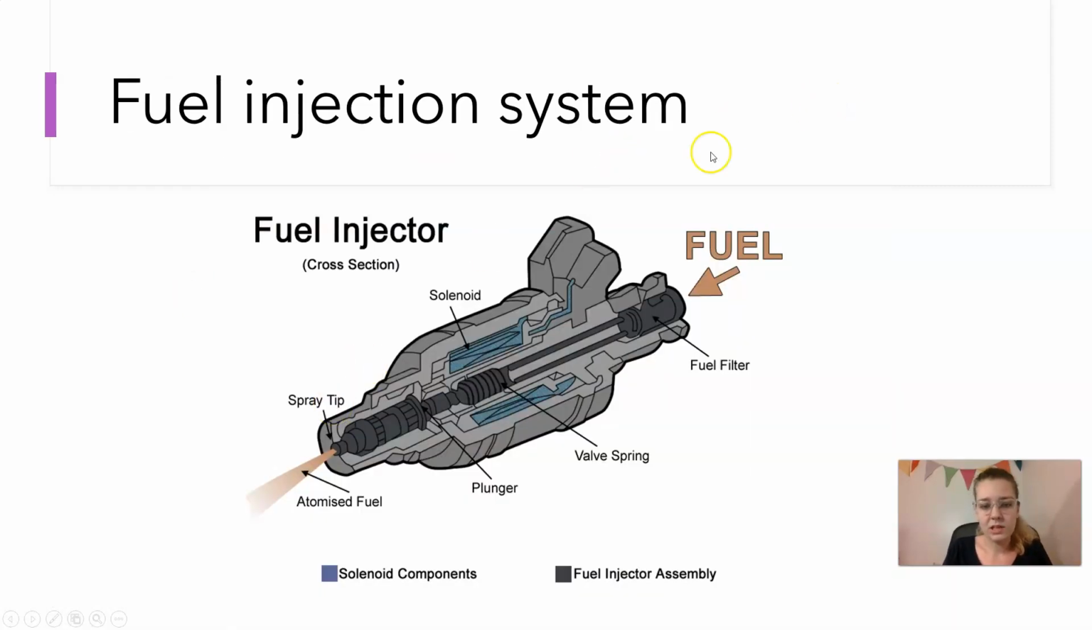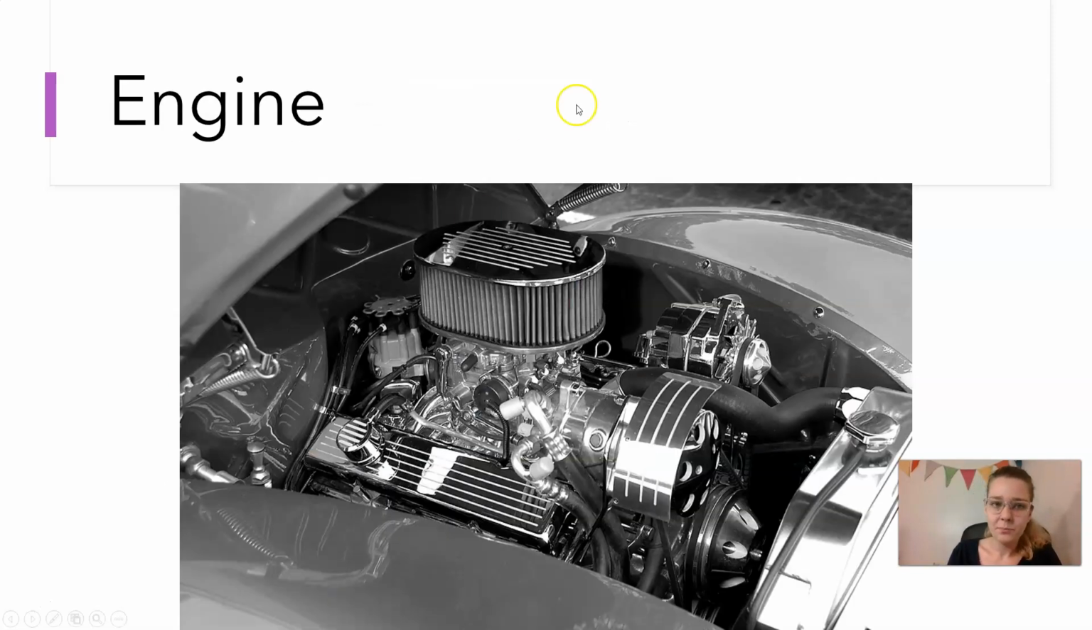Next we have fuel injection system. This is how the fuel gets into the car. This is a little bit complicated for me, but this is part of a car. Engine is the most important part. It's what makes the car drive. No engine and the car just sits there. All of this is the engine of the car. It's what is under the hood.